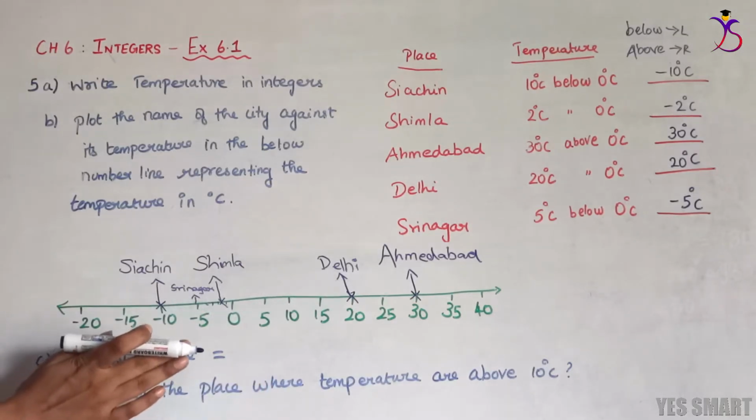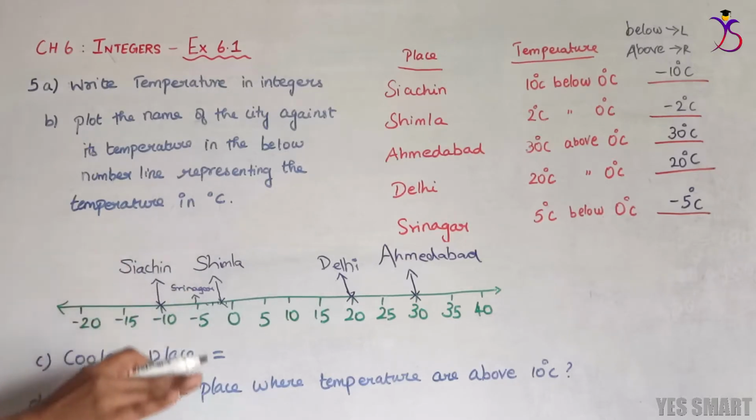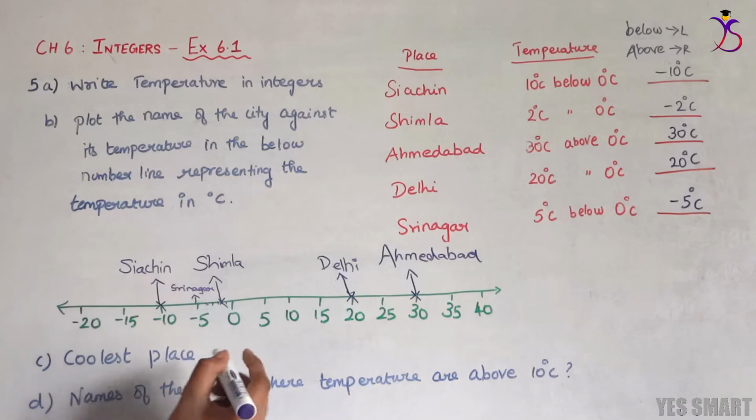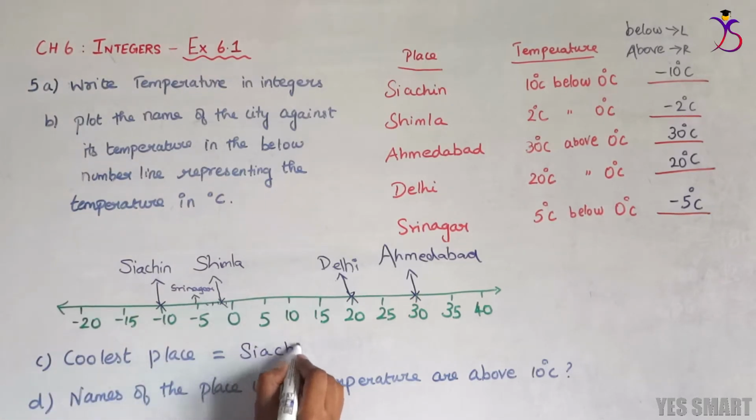Now see what is the coolest place. As we already knew, when the temperature value decreases, it will be more chill and more cooler. Therefore, the least value which we have plotted is minus 10, Siachen. Therefore, the coolest place is Siachen.